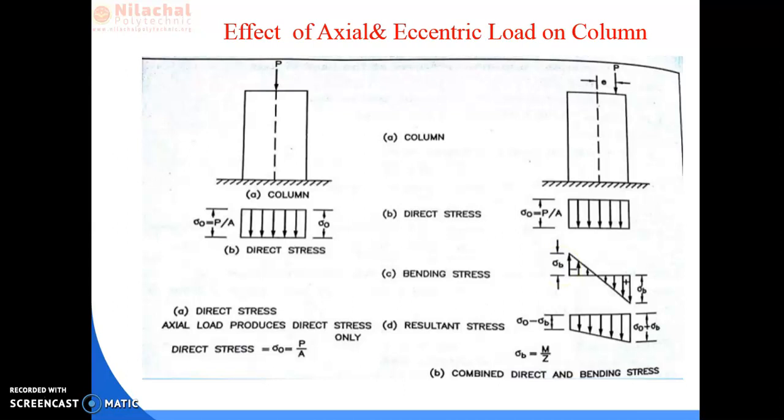Now we'll consider that two types of stresses are produced. One is maximum stress, another is minimum stress. Maximum stress is equal to the combining effect of direct stress and bending stress, that is sigma O plus sigma B, while in case of minimum stress, it is direct stress minus bending stress.